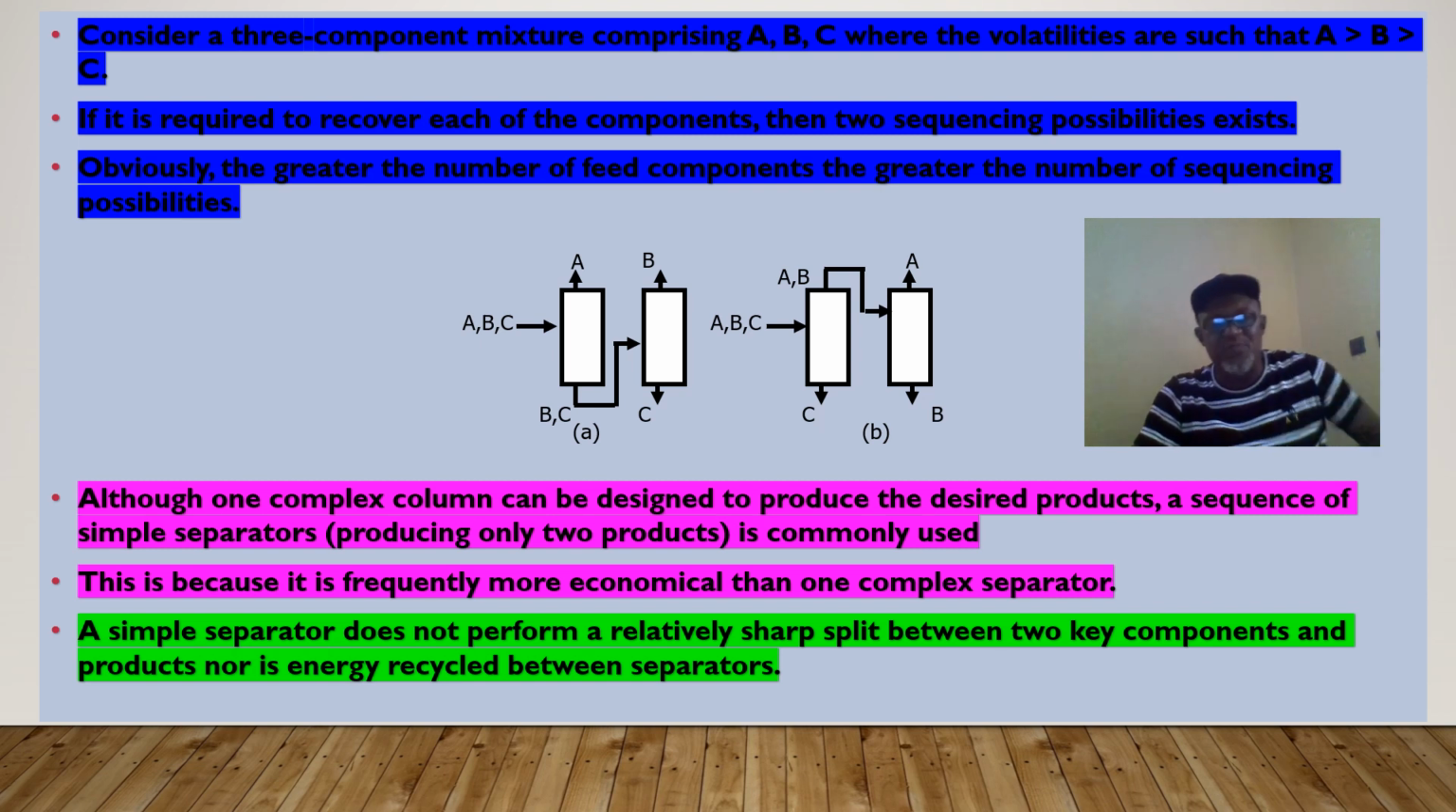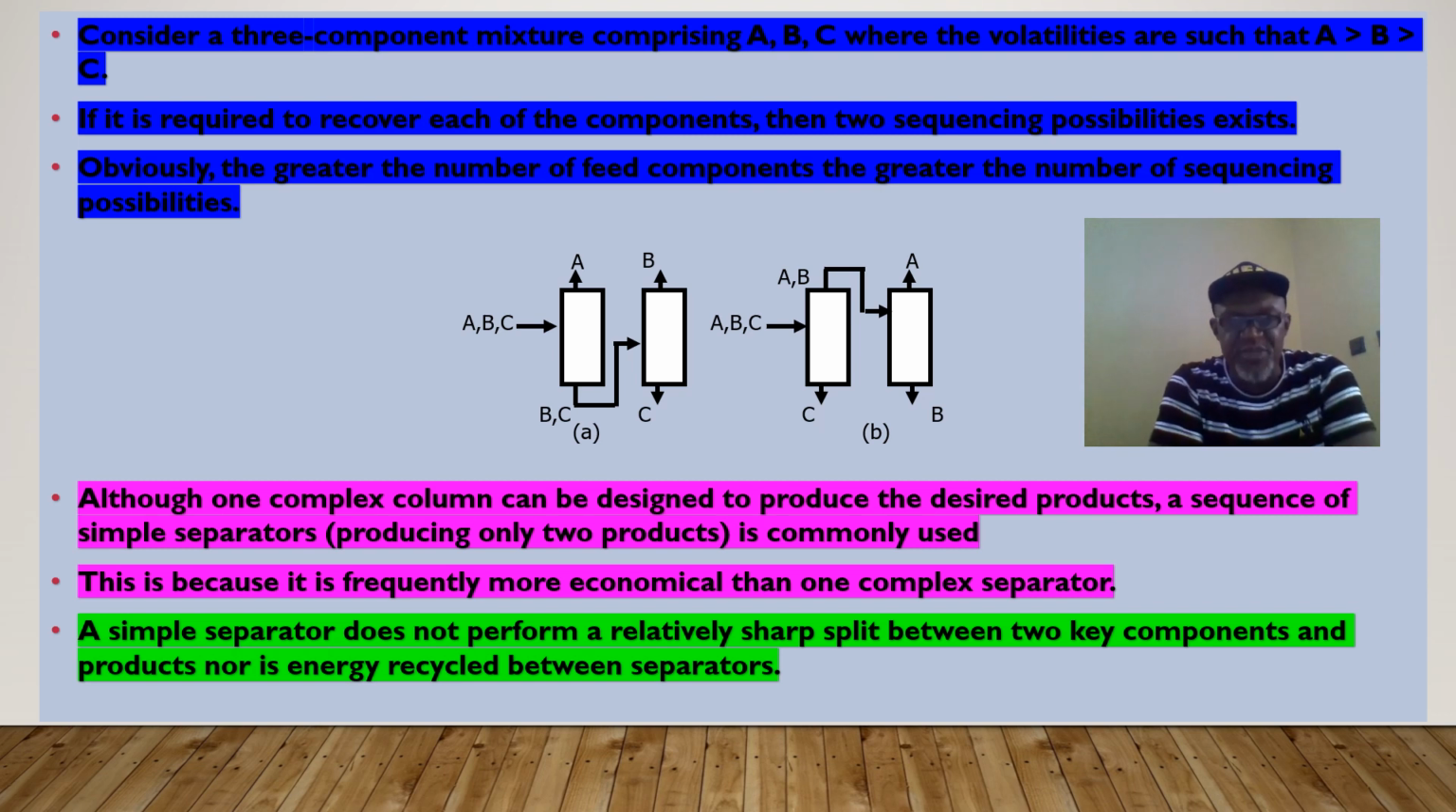Now, although one complex column can be designed to produce the desired product, a sequence of simple separators is commonly used. You can do that with one column, but it's not going to give you a very good result, more than using, like in this case of a 3-component mixture, 2 columns. This is because it is frequently more economical than one complex separator, and a simple separator may not perform a relatively sharp split between the 2 component products.